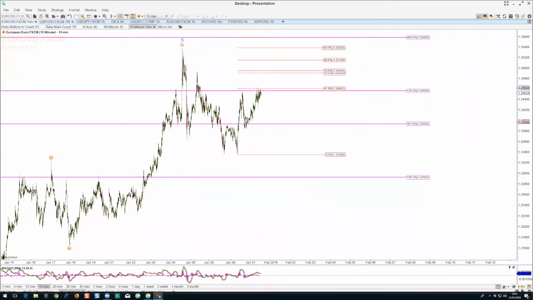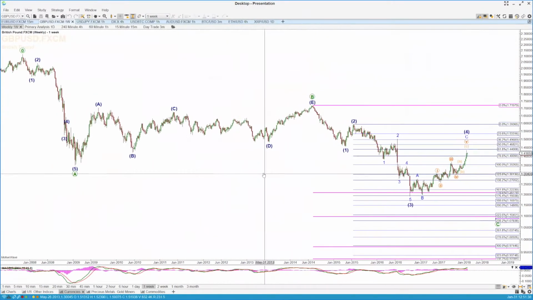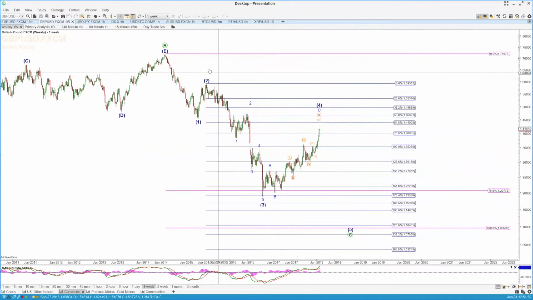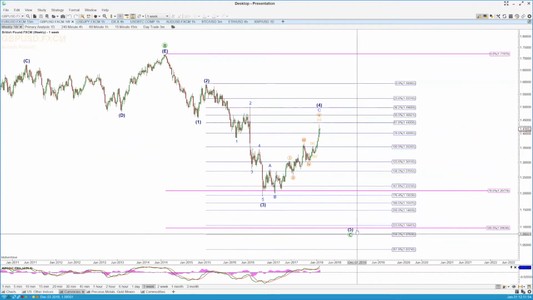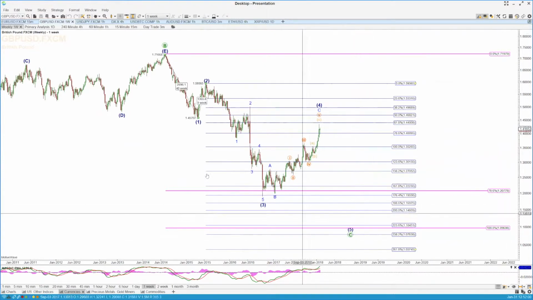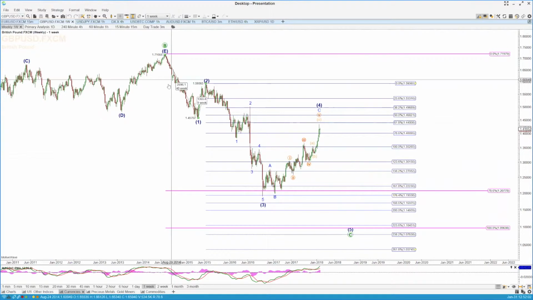Okay, moving on and looking at cable. Same basis. Again, coming off the 2007 high, I can count 5 waves down into the 2009 low as an A wave, a sideways move over to the 2014 high as the B wave. And then I think we're in a final C wave down to the 1.0969 level, which would be where this C wave is equal in length to its relevant A wave.